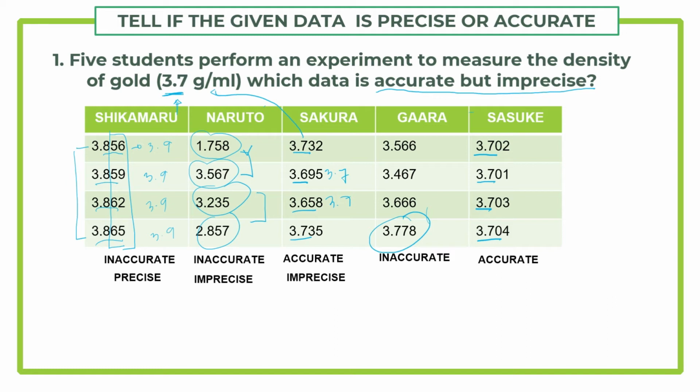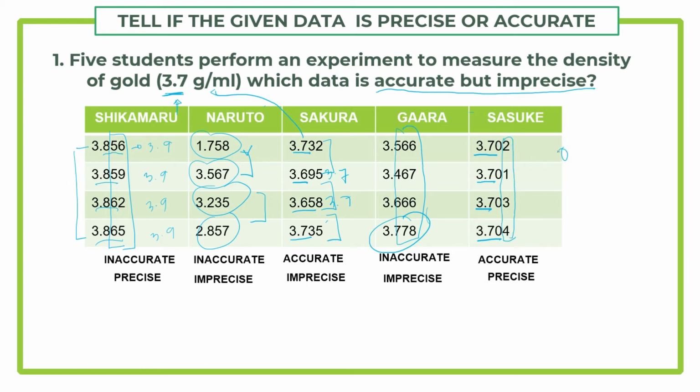Next one, kay Sakura is imprecise. Bakit imprecise? Kasi malayo pa rin yung mga data niya. Okay? So, kung minus mo to sa bawat isa, hindi magkakalapit yung kanyang data. Next one, kay Gaara, another imprecise dahil sobrang layo ng mga data niya sa isa't isa. Okay? Then lastly, kay Sasuke, precise.